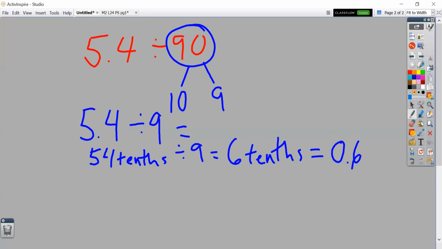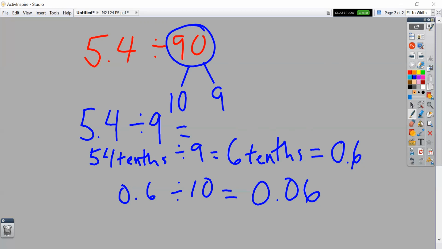Well, we're not done because we only divided by 9. Now I need to do 0.6 divided by 10. Well, I know that I'm just shifting digits to the right in my place value chart. So I just know that 0.6 is going to go to the hundredths place, which means there's a 0 in the tenths place. So 5.4 divided by 90 is really 6/100.